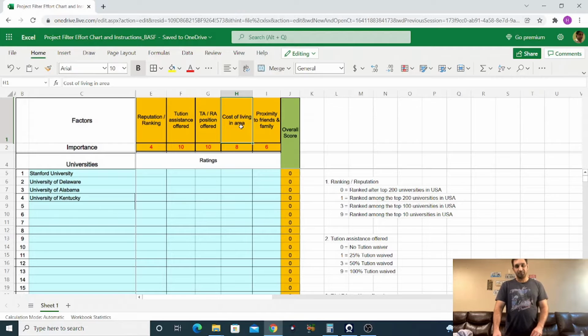Cost of living can be an important factor. It was for me, so I've included it here, and I gave it an importance of 8 because, as I said, it can be pretty substantial. It can affect your way of living quite dramatically. All right, next one is proximity to friends and family.